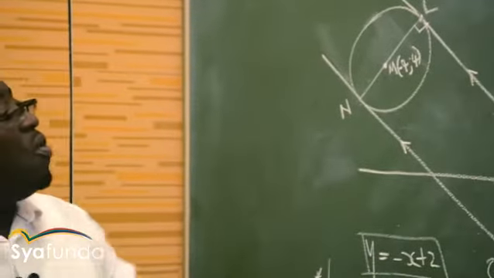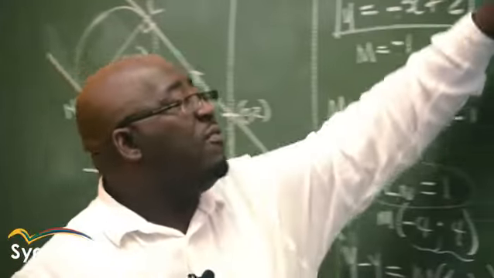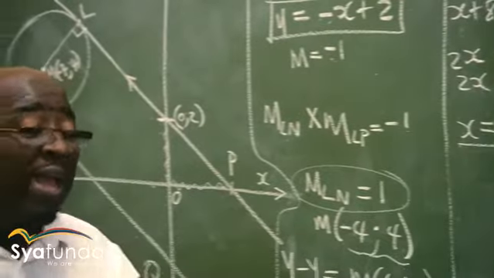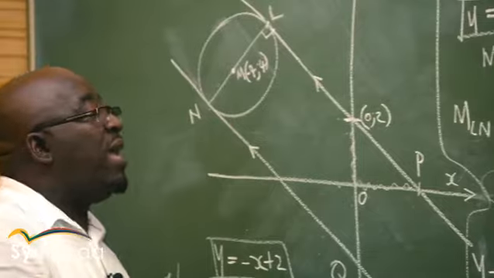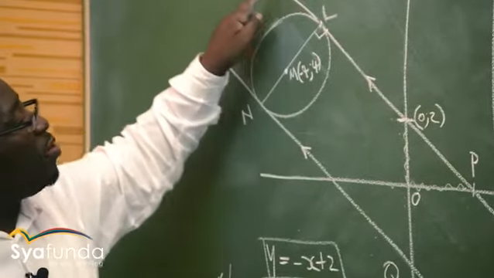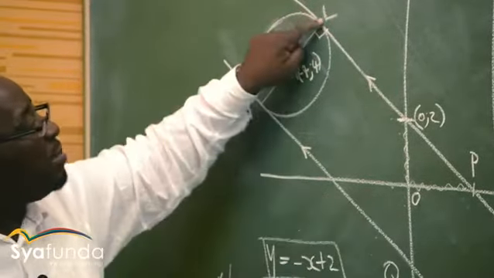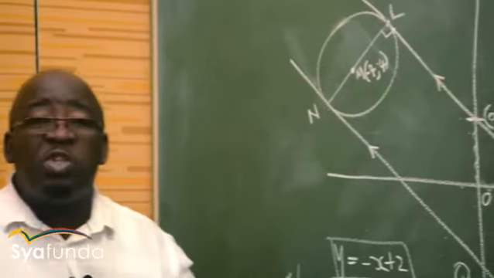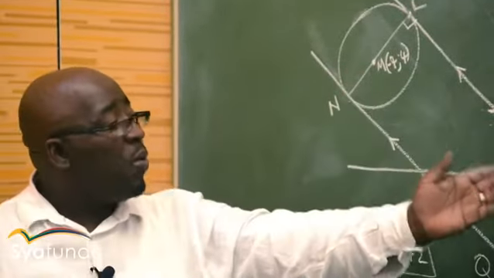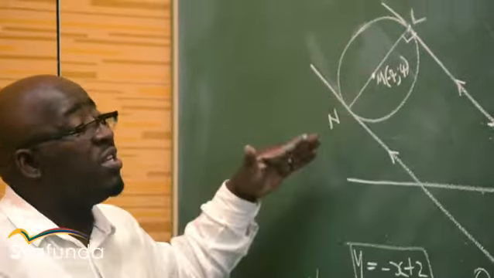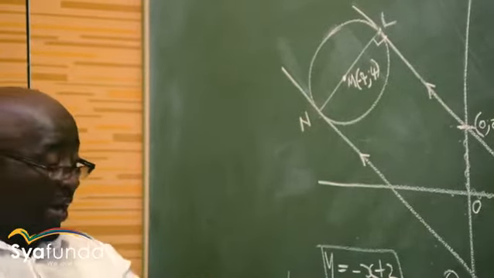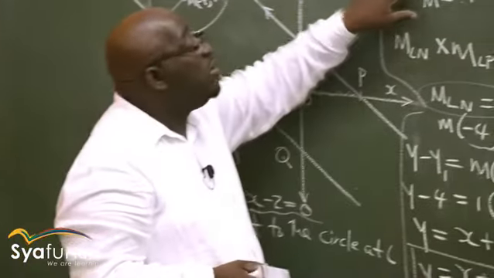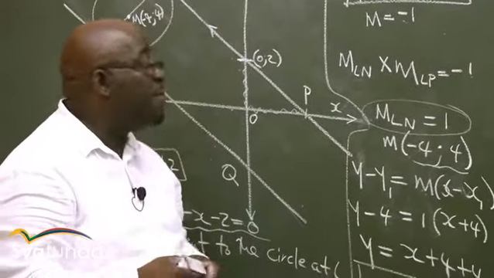We need the coordinates. We don't need only x, we need x and y of L. We already have x, now we want y. Remember, you can get this x from this graph and you can also get this x from this graph. So you are spoiled with choice here. You can either use this equation or you can use this equation. I always prefer to use a positive one. Both of them will give us the same result.